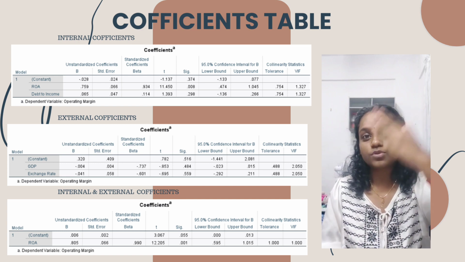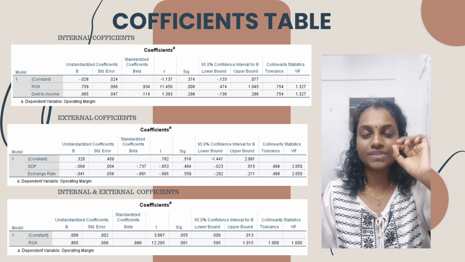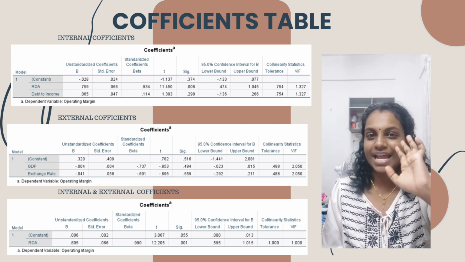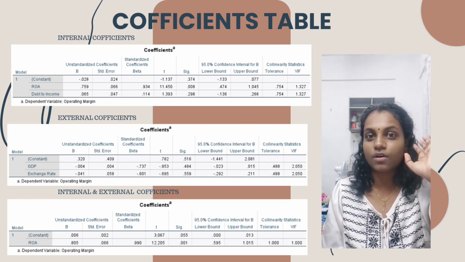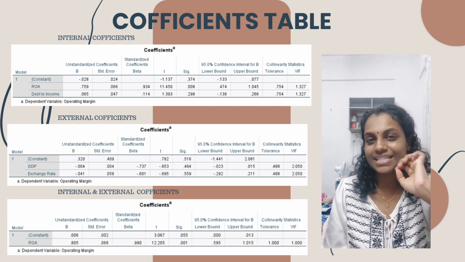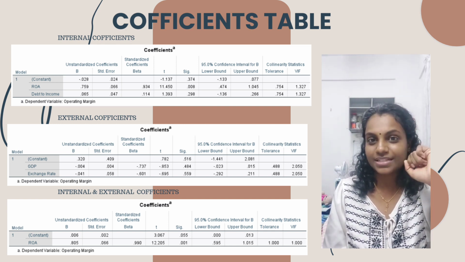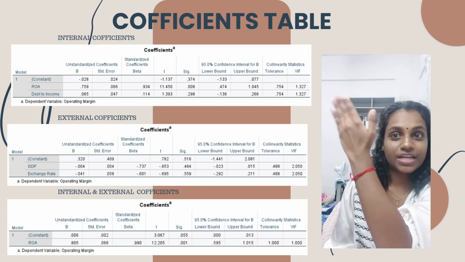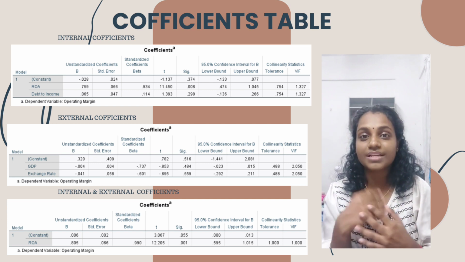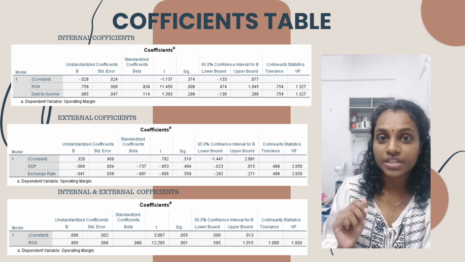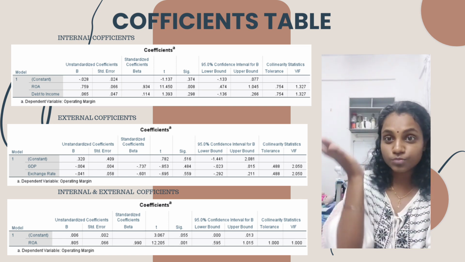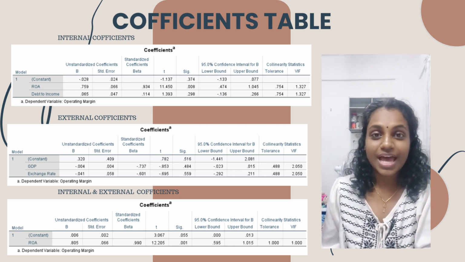On the other hand, the debt to income shows a smaller influence with a beta of 0.114, suggesting a relatively minor impact on operating margin. While it is a part of the model, its significance is less pronounced compared to return on asset. So this finding of the internal coefficient table underscores the importance of strategic asset utilization in optimizing profitability for Lenovo, aligning with established financial principles. So now let's move to the external coefficients analysis.